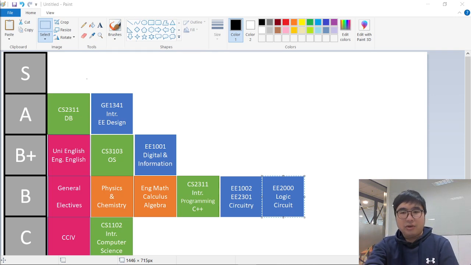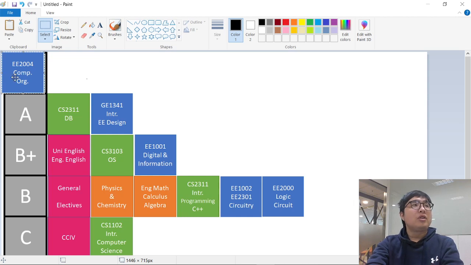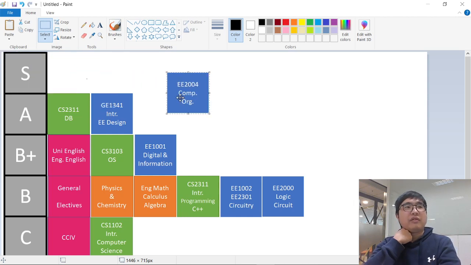So next up we have the EE2004, which is basically the equivalent of computer organization or computer architecture. But what they do is they use something like a microcontroller to teach computer organization.